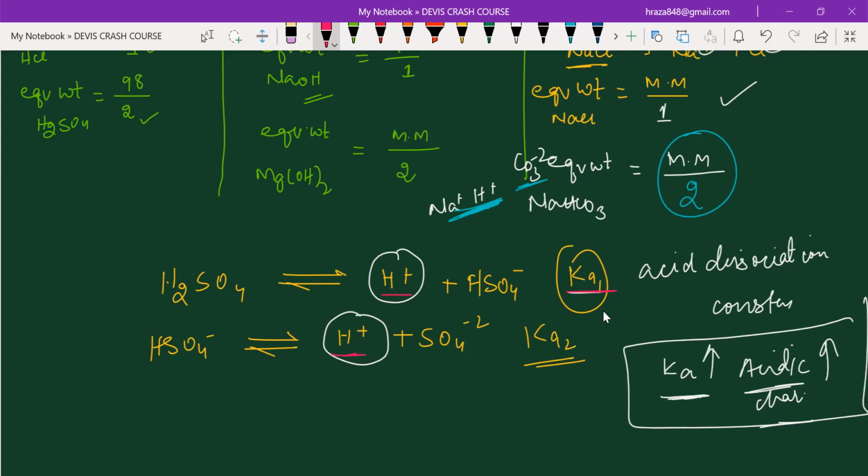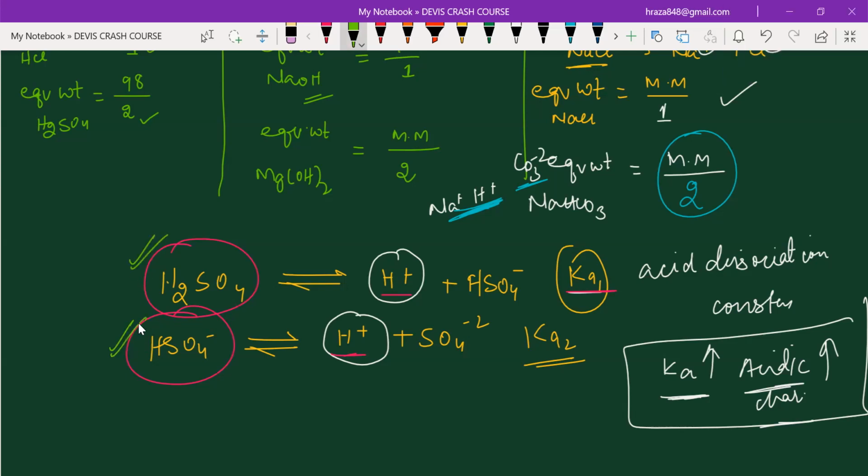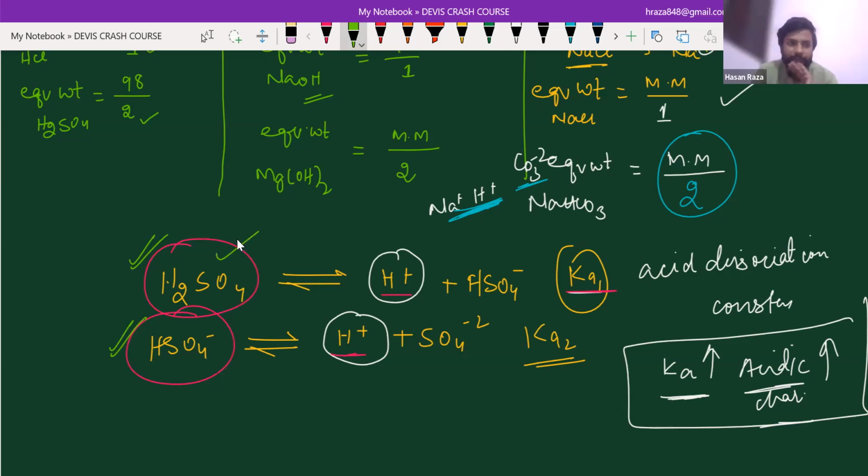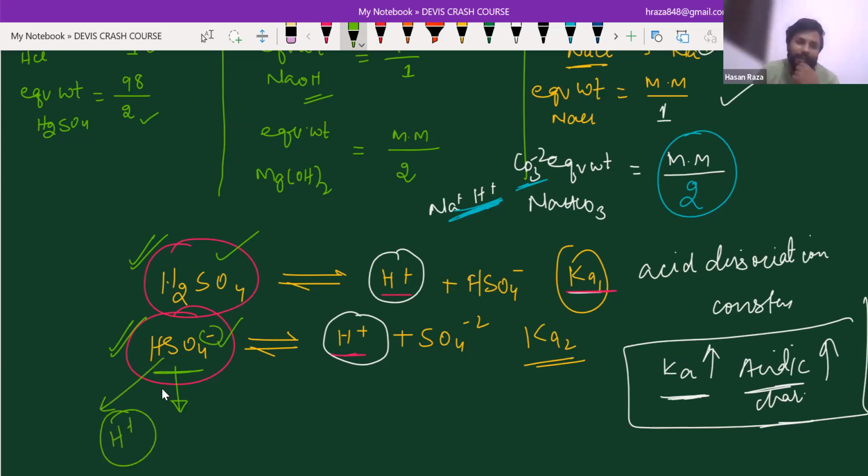Or you can think like this: the compound which gives H plus easily will be more acidic. So what do you think? Will this give easily or this? The first one will give easily, because it is more stable. The first one gives H plus faster than the second one, right? Why will the second one not give easily? Because it already has a negative charge, and if you want to take a positive charge from here, it will attract it. Yes, very good, very good.